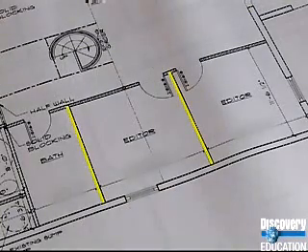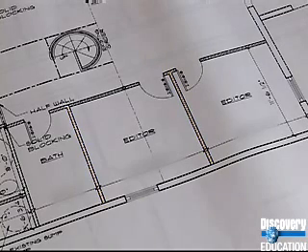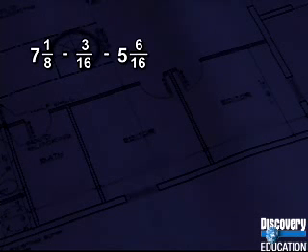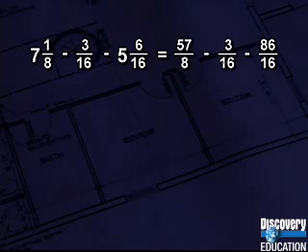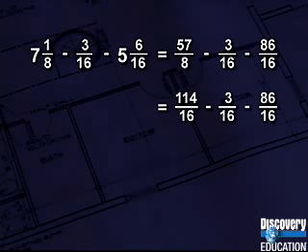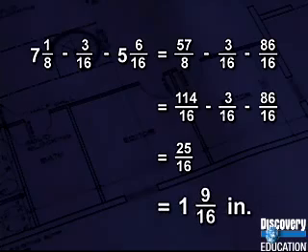If the total width of the walls that separate the rooms measure 3/16 of an inch, what is the width of the bathroom on the blueprint? Take the total wall length of 7 1/8 inches and subtract 3/16 and 5 6/16. This is the same as 57/8, or 114/16, minus 3/16 minus 86/16. Which leaves us with 1 9/16 of an inch.